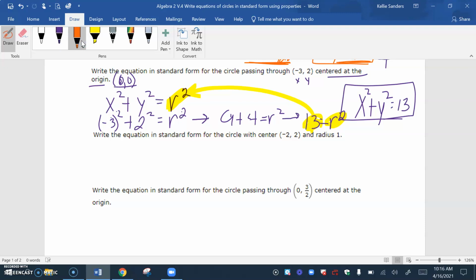Write the equation in standard form for the circle with center and radius. So they're giving us this information that we actually needed. So (x + 2)² + (y − 2)² equals the radius squared. So if I square 1, I get 1.